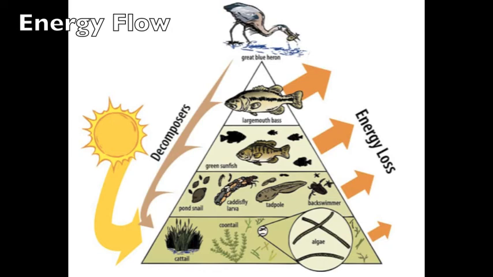This is an example of a food chain. One can see energy flow here. Starting at the sun, energy is given to the producers, like the coontail and algae. The next level only receives 10% of the energy from the producers. The following level, the green sunfish, only receives 10% from the previous level, and so on.